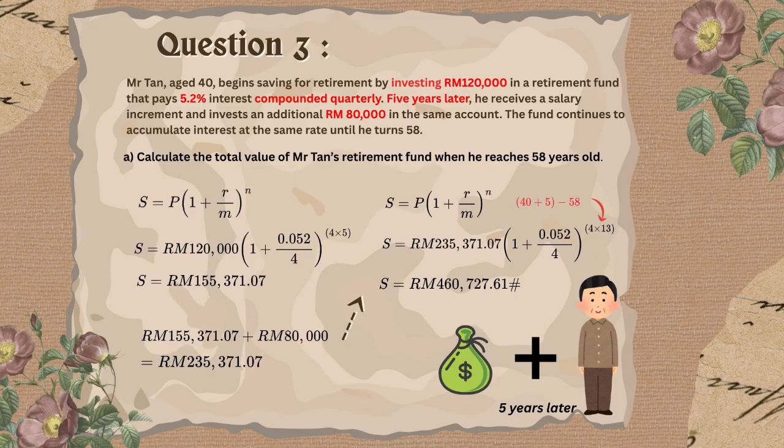Next, we use the same formula from the first, S equals P open bracket 1 plus R divided by M close bracket power N. Then substitute the value, but we change the value of P and N. So we got the answer for S is 460,727 ringgit 61 cent.